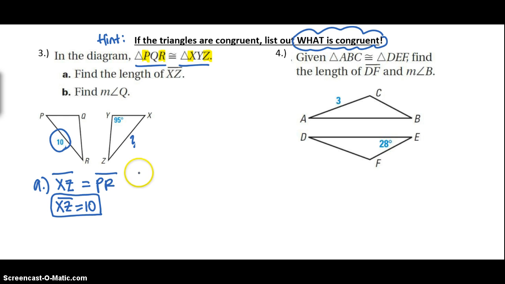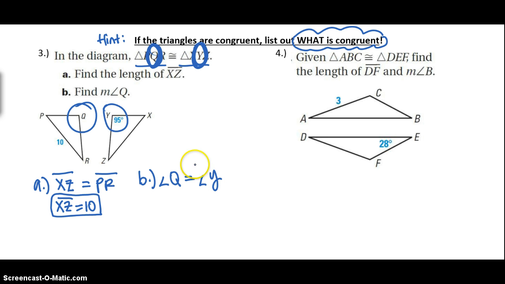So let's look at part B. Find the measure of angle Q. So angle Q equals, well, let's look. Well, I don't know what angle Q is here, but let's look at our congruent statement. Always refer to the congruent statement. And what goes with Q? Y. Y is in the middle, right? So we know that angle Q is congruent to angle Y. Well, in our picture, angle Y is 95 degrees. So angle Q also equals 95 degrees.